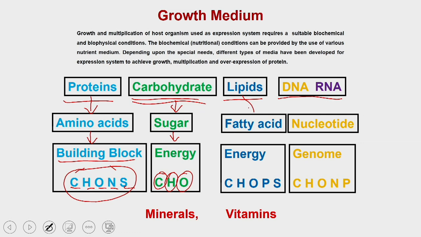Again, for the lipid molecule, if the organism has to synthesize it, the lipid molecules are made up of fatty acids, and these fatty acids are made up of carbon, hydrogen, oxygen, phosphorus and sulfur. Again, for DNA and RNA, they have to synthesize the nucleotide, and nucleotides are made up of carbon, hydrogen, oxygen, nitrogen and phosphorus. The purpose of these biomolecules is also very different.